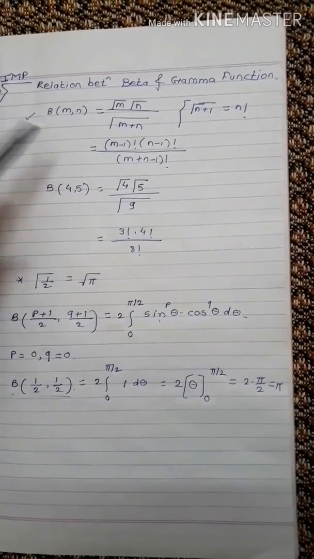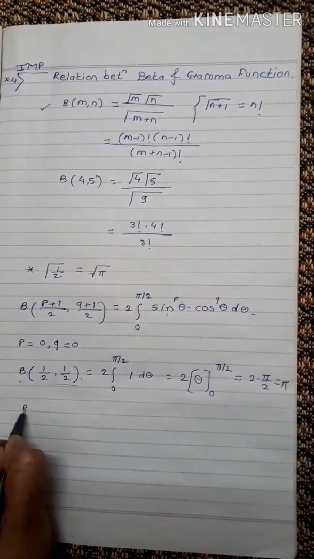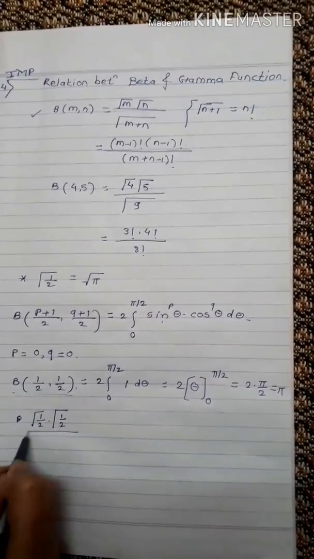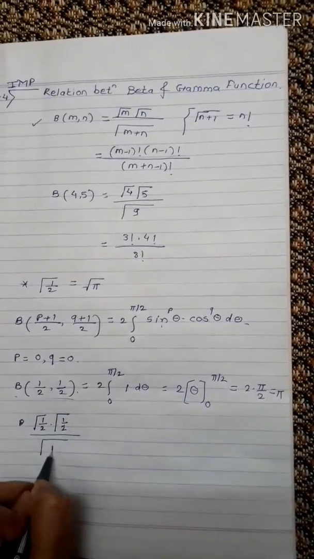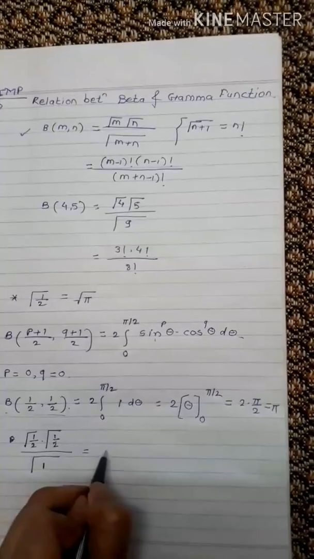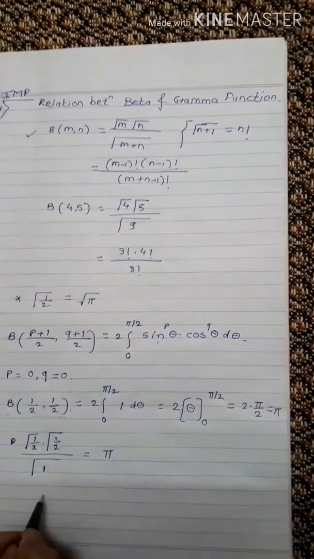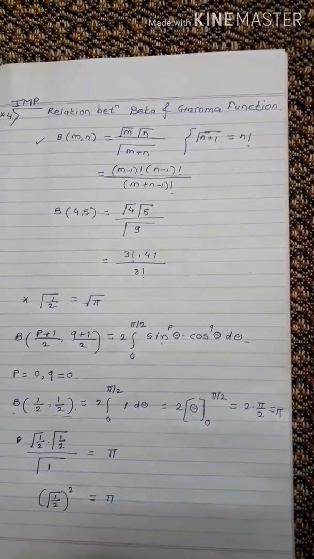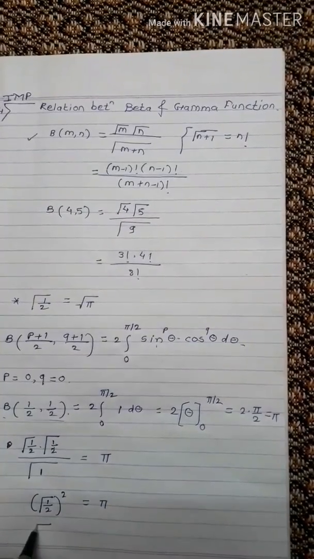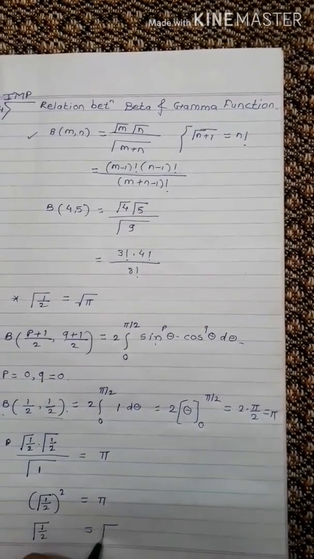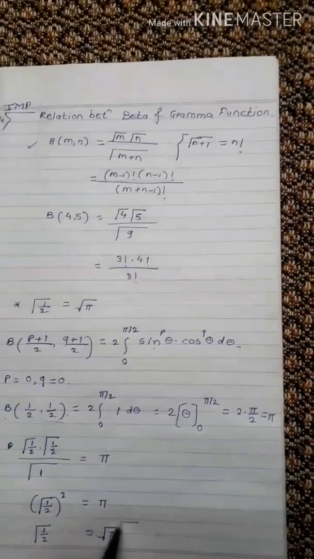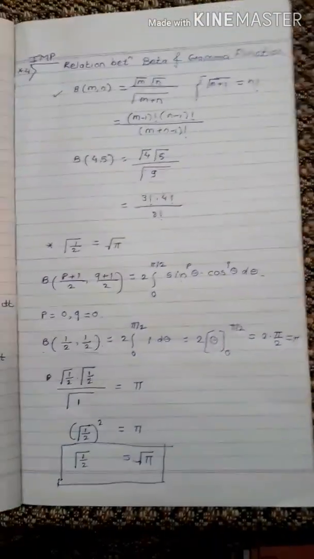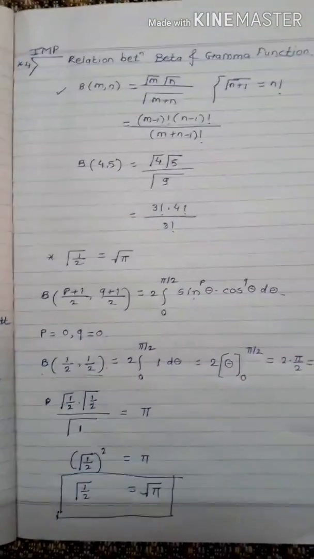I am going to use this property here. How to use that? Beta of half comma half is going to be gamma of half multiplied by gamma of half divided by gamma of half plus half, that is 1. Gamma of 1, everyone knows, is equal to 1. So particularly what I have here is gamma of half whole square is equal to pi. So what is gamma of half equal to? Gamma of half is the same as root pi. Okay, the proof for this is also important, so please keep in mind how to prove that gamma of half is equal to root pi.